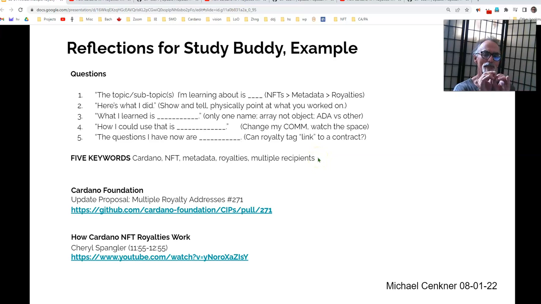The idea is that if I typed all these things into Google, boom, it would go exactly to one of these very focused resources, right? So my keywords here: Cardano, NFT, metadata, royalties, multiple recipients. And there's the links. Showing someone talking in the YouTube video, you don't have to do it exactly the way I did it here, but please make sure that you've got these keywords and you answer the questions, okay? And that you give specifics, the URLs, and very importantly, timestamps if you're talking about videos.